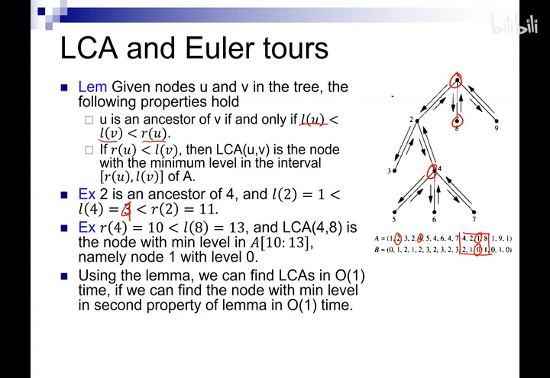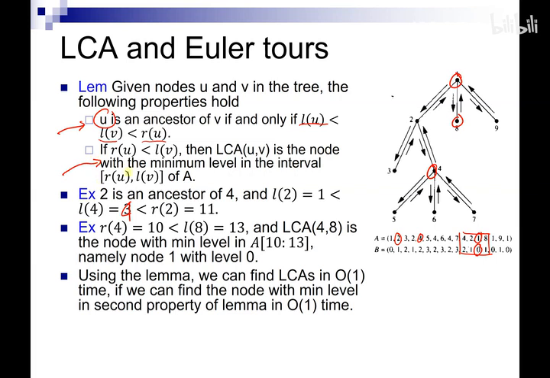So now we can use this lemma to find LCAs in constant time. We can first check whether the condition in the first part of the lemma holds. If the condition holds, then the LCA of U and V is simply going to be U itself. If U is an ancestor of V, then U is the LCA of U and V. Otherwise, if the condition does not hold, then we're going to use this other part.